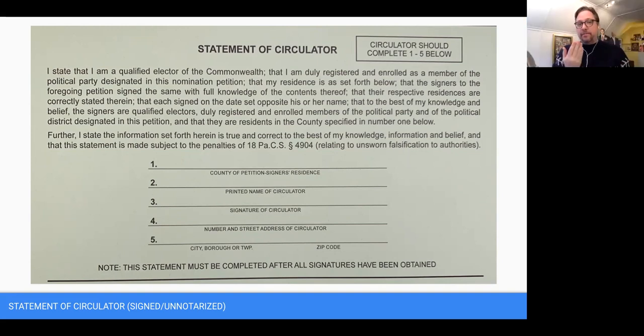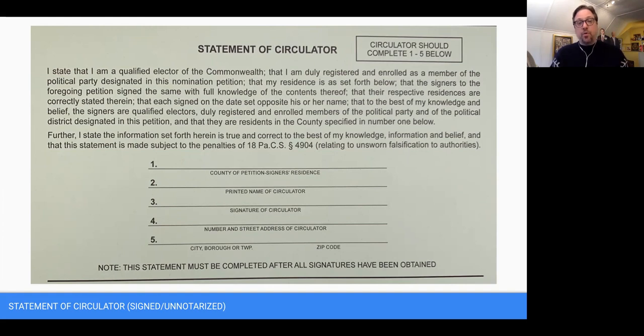So on the back side of the petition, the person who carries your petition for you will need to fill out the statement of circulator, affirming that they are indeed the person who collected signatures on your behalf. If you, as the candidate, are the circulator, you'll need to fill out this section on the top of the back side of your petition. If someone else carries your petition, even if they've only collected 1 signature, they need to fill out the statement of the circulator on the back of the petition.